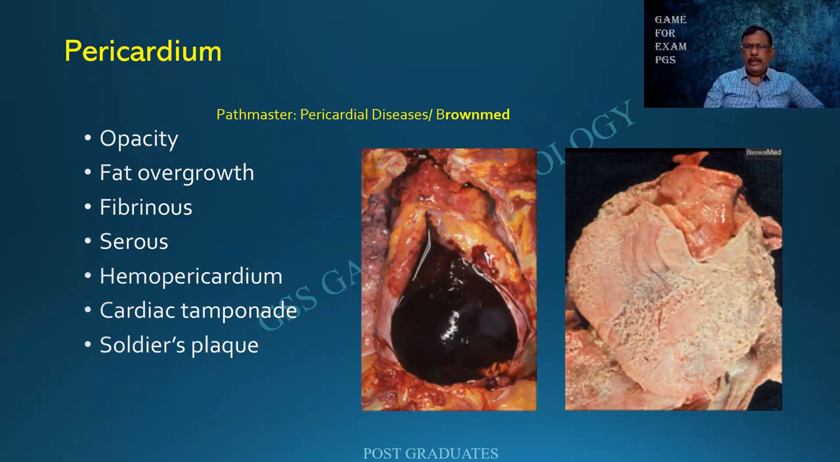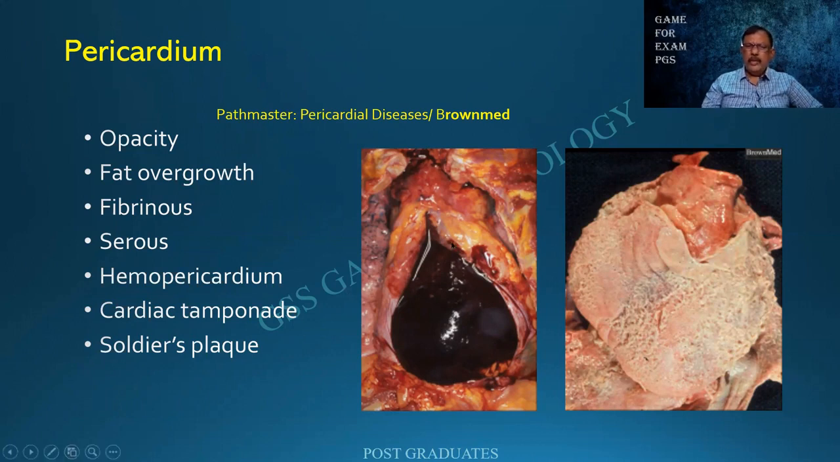a soldier's plaque. Soldier's plaque is an organized fibrinous pericarditis that is seen as a badge on the heart itself. And it is described so. It is as though a soldier is wearing a badge on his chest. These are terminologies found in the earlier editions of Robbins. Nowadays, you might not find them there because of want of space.